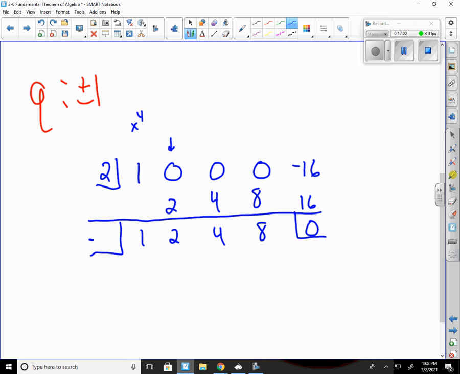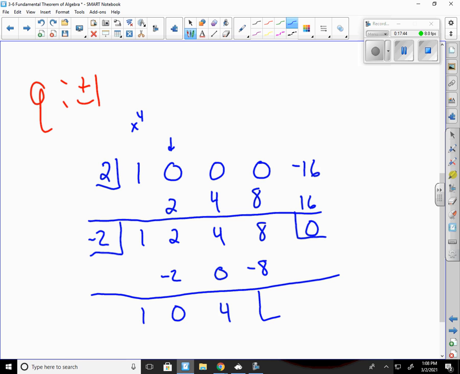So I move on to the next root that I saw from Desmos, which was negative 2. Bring down the 1. Negative 2 times 1 is negative 2. 2 minus 2 is 0. Negative 2 times 0 is 0. 4 plus 0 is 4. Negative 2 times 4 is negative 8. 8 minus 8 is 0. I have 3 terms now.